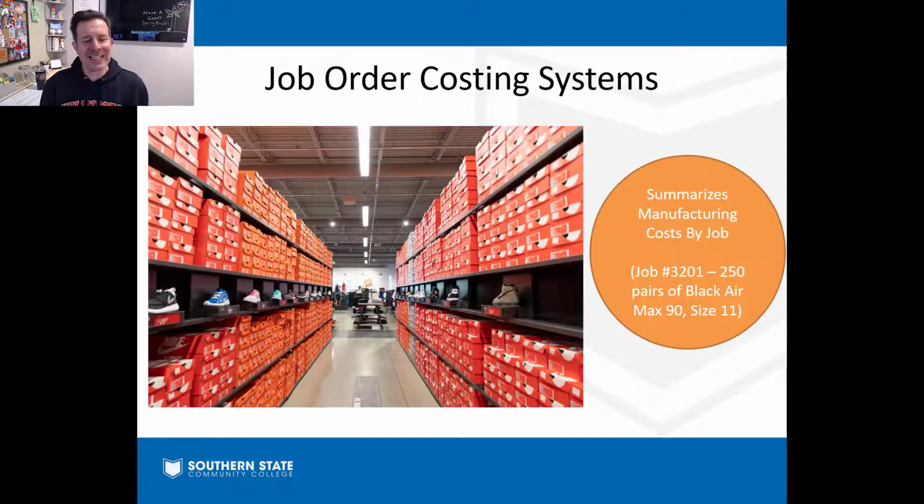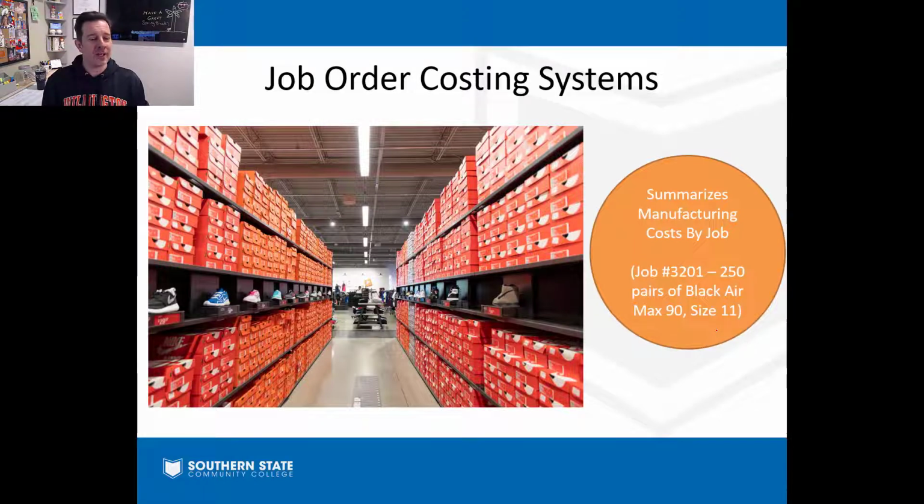So if we think of Nike again, maybe an example of a job would be job 3201, 250 pairs of black Air Max 90 size 11. Okay, so that would be an example of a job, and we're going to track all the cost of that job separately from every other job we have. Every job is its own little thing as far as product cost goes.